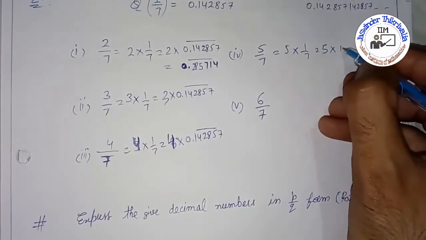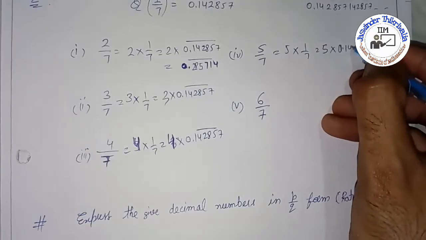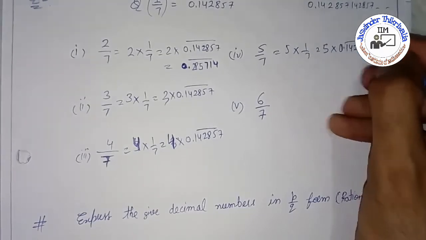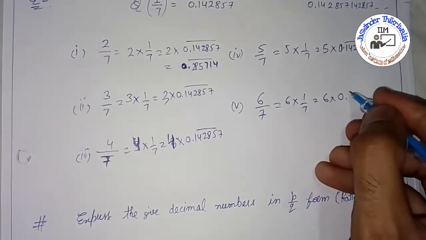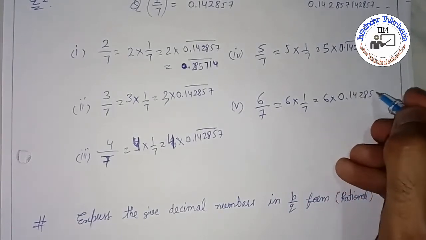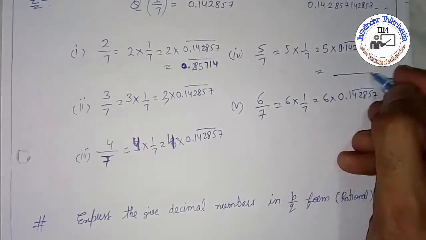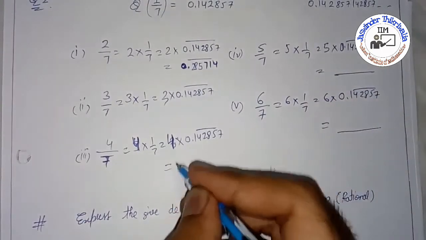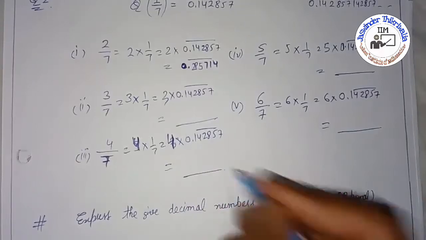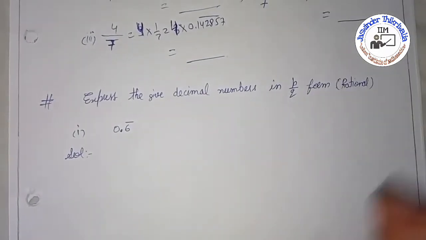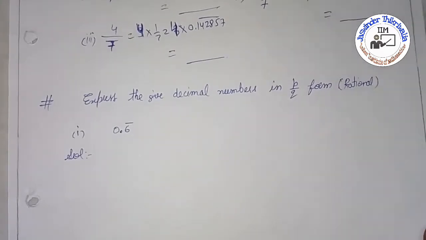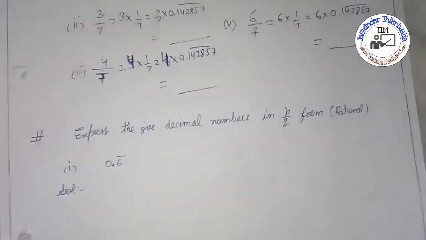5 multiply by 1/7, 0.142857. This you can do yourself. I hope you can complete it yourself only. Just multiply and find out the answer by yourself. Okay, these all parts are for you people only. Clear? So next is how we can express the given decimal number in p by q form.